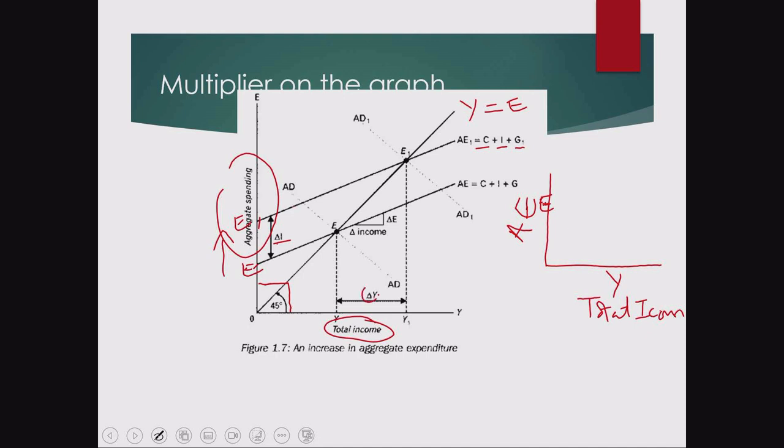Now that results in the change in income. This, a small letter, capital letter Y, and a triangle indicates a change in income. Now when there's a change in aggregate expenditure, that results in a change in income. So when you draw your graph, this is how you should do it. Now remember that these lines are sloping a little upwards. Make sure that they are sloping upwards and they are parallel to each other. Now that's your multiplier on the graph.